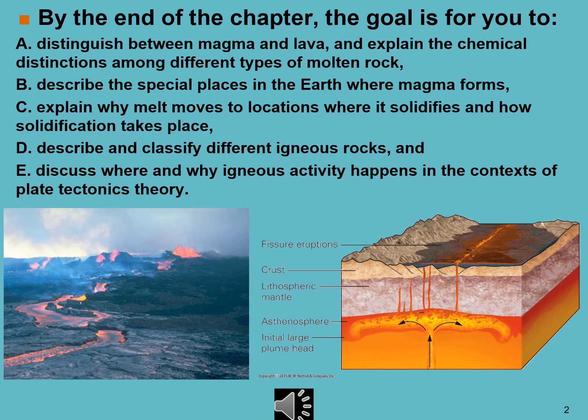My objective is that by the end of the chapter, from your reading in this PowerPoint lecture, you will be able to distinguish between magma and lava and explain the chemical distinctions among different types of molten rock, describe the special places in the Earth where magmas form, explain why melts move to locations where they solidify and how solidification takes place, describe and classify different igneous rocks, and discuss where and why igneous activity happens in the context of plate tectonics theory.